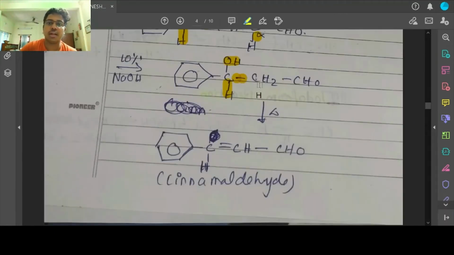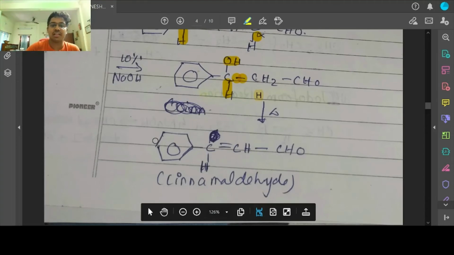Okay. So one H from this is removed, and one OH from this is removed. When we remove one H and one OH, a double bond is formed in between those. After heating, this compound is known as cinnamaldehyde. This is very important for NEET because many times it came in NEET.